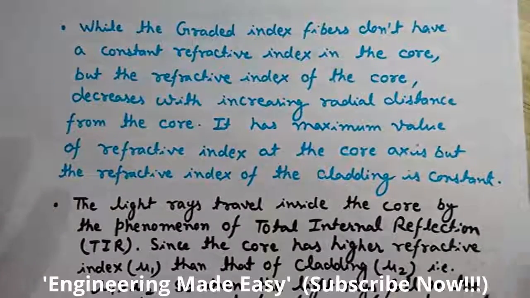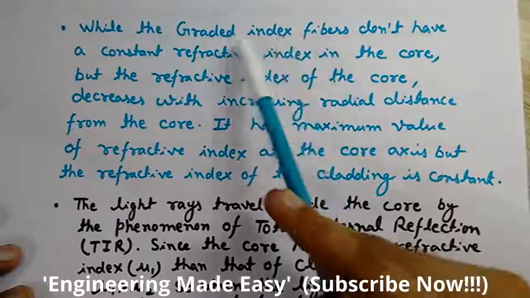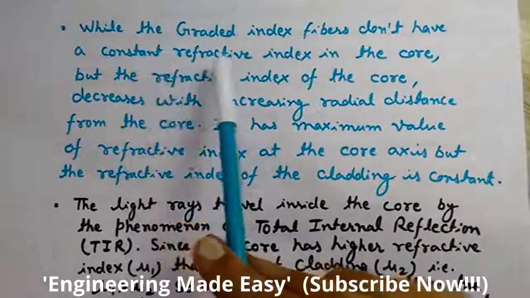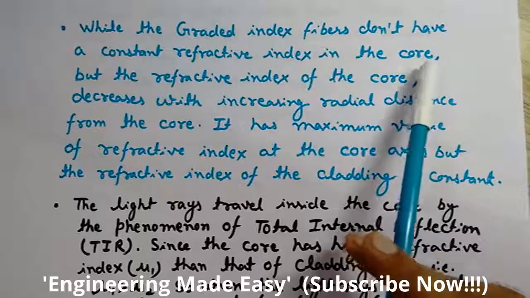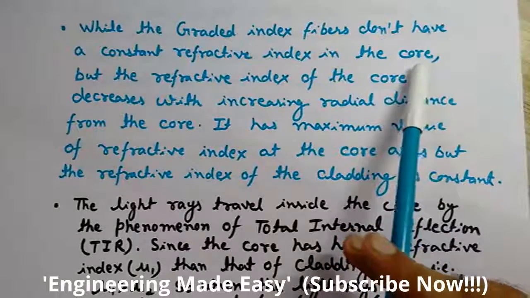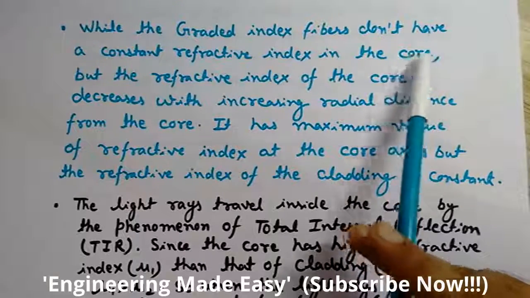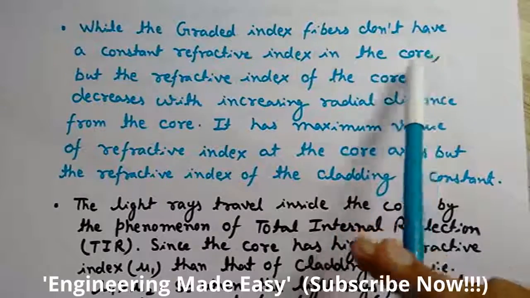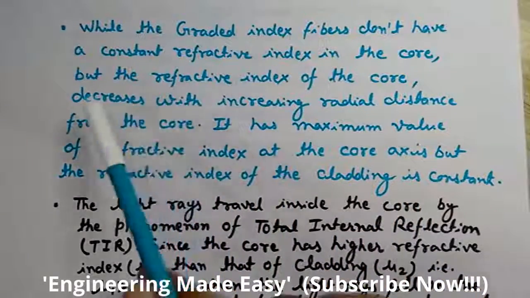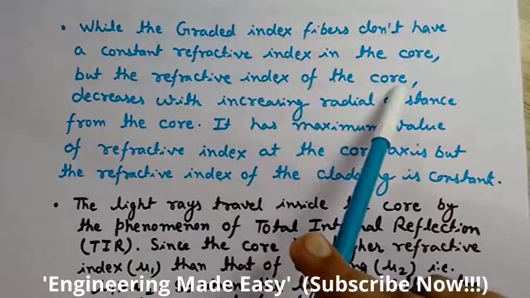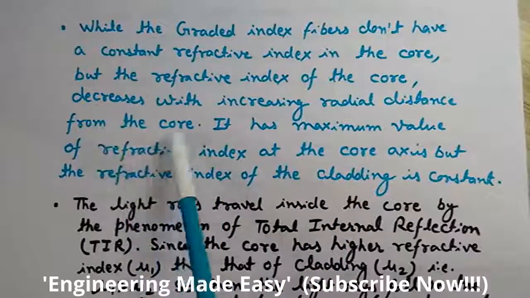While the graded index fibers don't have a constant refractive index in the core, as we have seen that in a step index fiber we have mu1 as the refractive index inside the whole core, but it is not so. It varies inside the core in case of graded index fibers. How it varies? The refractive index of the core decreases with increasing the radial distance from the core.